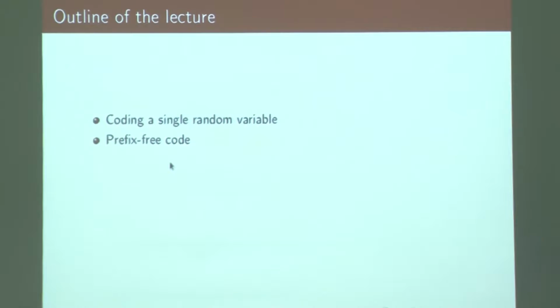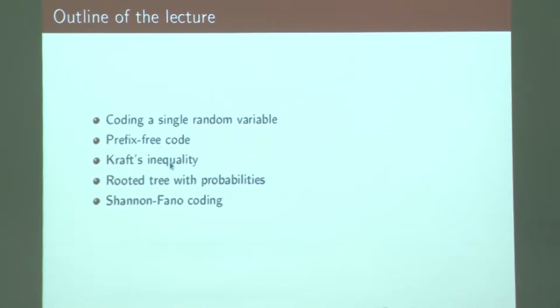Then I will define what a prefix free code is and the condition for a prefix free code, and then I will define something called a rooted tree with probability, and use this to derive an expression for the expected code word length. What is the lower bound on the minimum expected code word length required to do this source coding? Then I am going to give an example of a particular prefix free code, which is Shannon-Fano coding.